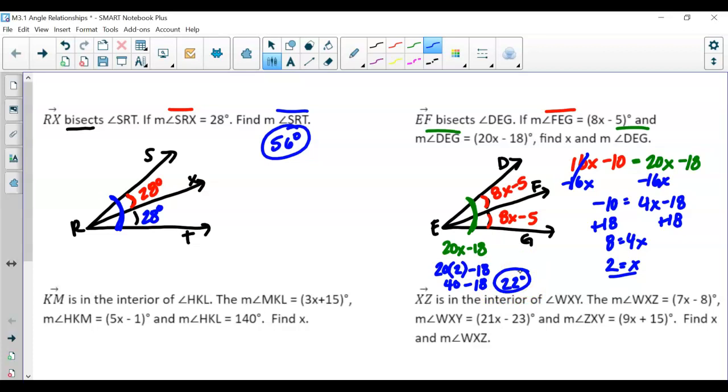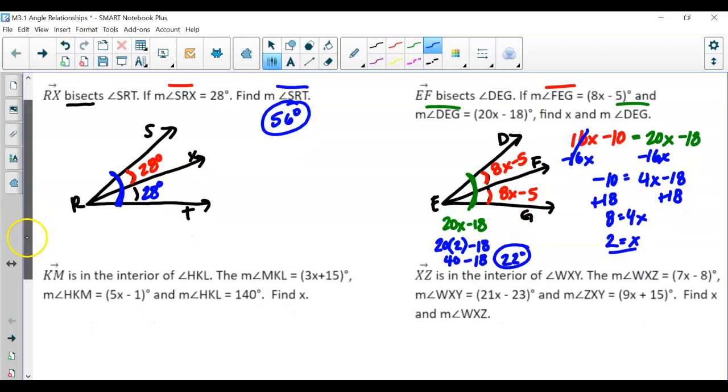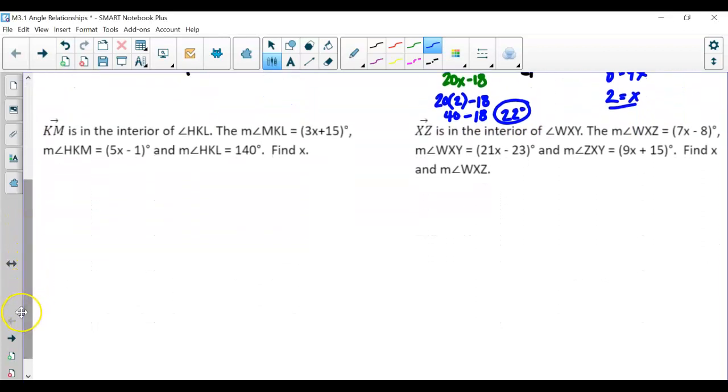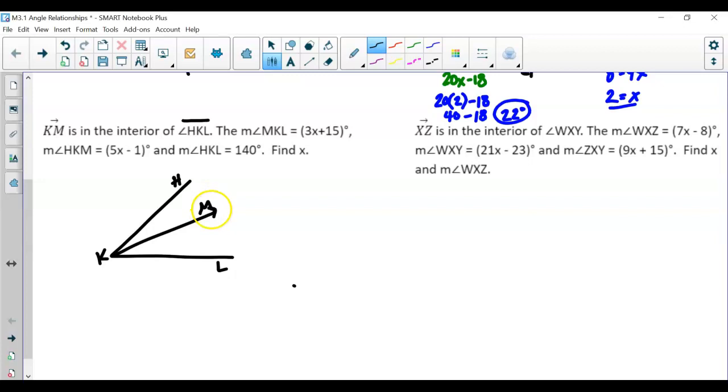So again, make sure to draw the picture. Now KM. Is KM an angle bisector? No, this is just inside. It's in the interior of our angle HKL. And it's just inside, so KM. No markings, right? Because it's not a bisector.